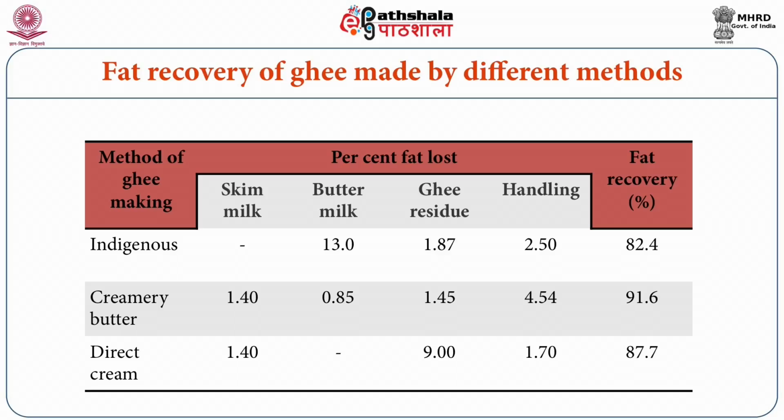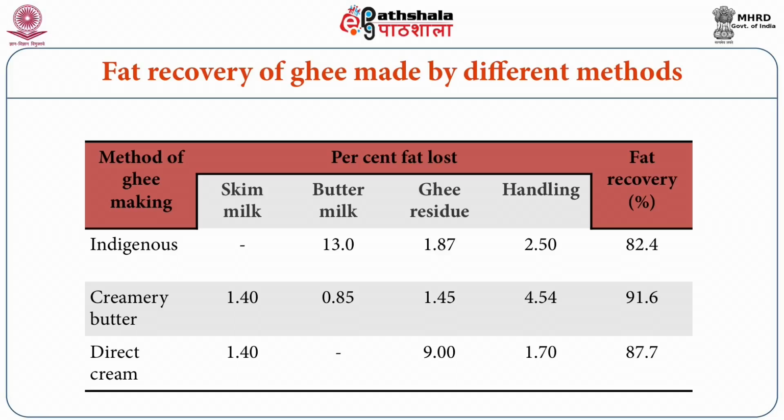The third one, direct cream. Remember, we are not going to churn cream into butter, and hence in buttermilk I have shown a dash, that is nil fat loss. Skim milk, definitely you will be having 1.4 as in previous case. Ghee residue: the SNF content in cream is greater than the SNF content of butter. So in the resultant ghee prepared from cream, the amount of ghee residue formed will be more, so higher will be the fat loss, and here it is shown as 9.